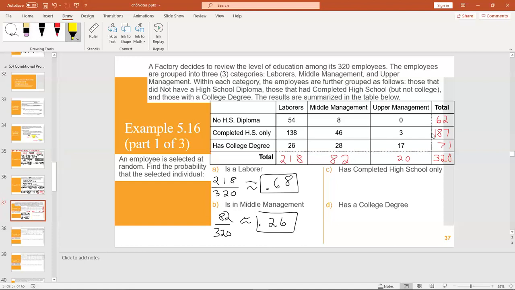What's the probability that someone has only completed high school? So completed high school only, that's this group, 187 of them out of the total of 320 employees. So for this one, we're going to do 187 out of 320. So let's see what 187 out of 320 is. That is 0.58 approximately.